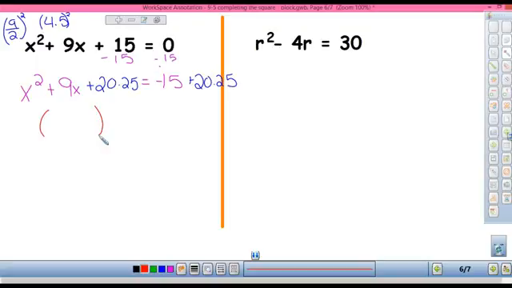No, it's just this number. It's b divided by 2, right? Okay, so it's going to be x plus, what was b divided by 2? So it's going to be x plus 4.5 squared. Do you already have that written down?